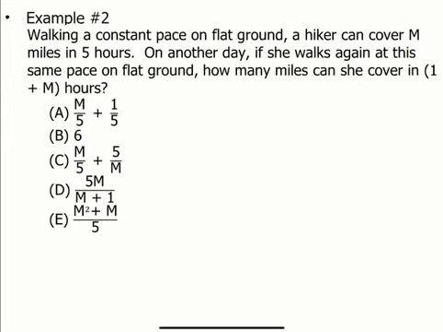Let's get another example. Walking at a constant pace on flat ground, a hiker can cover m miles in 5 hours. On another day, she's going to walk at the same pace and walk for 1 plus m hours.